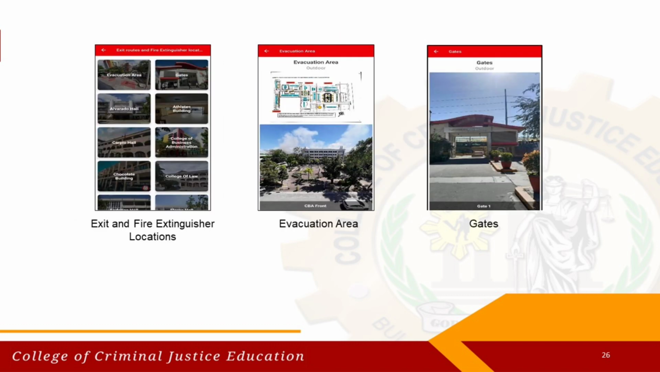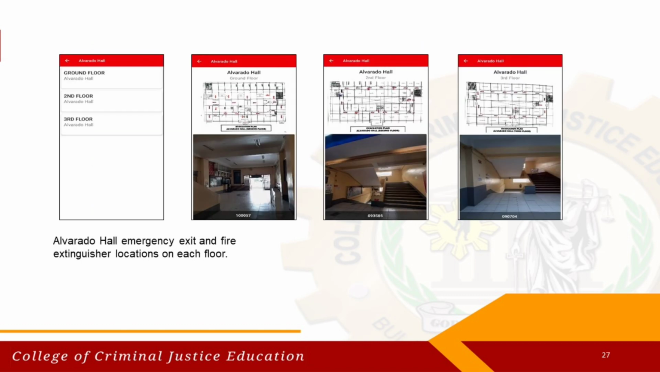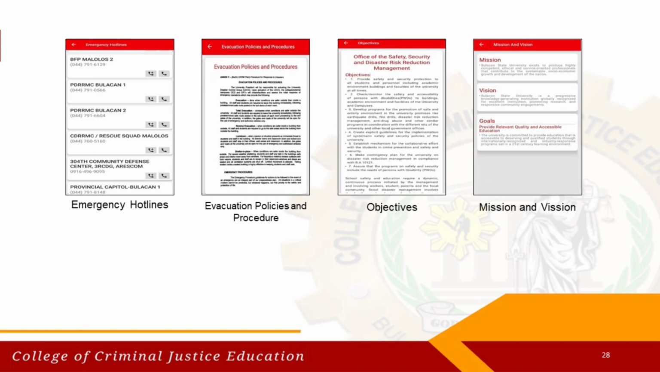On exit and fire extinguisher locations, all buildings, gates, and evacuation areas around the university can be seen here. Each tab includes floor maps and actual photos of the buildings from different angles. Here are the emergency hotlines the user can use to contact different departments.